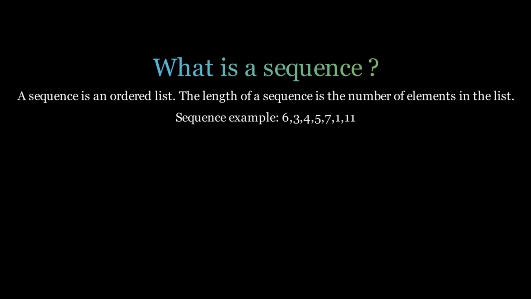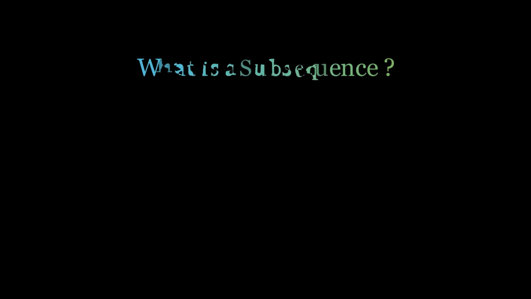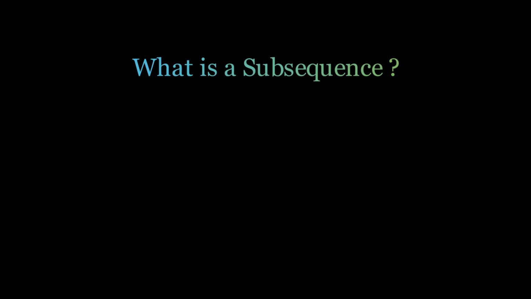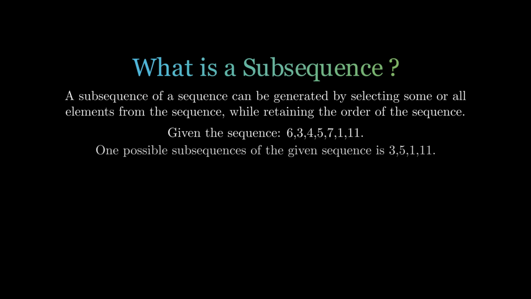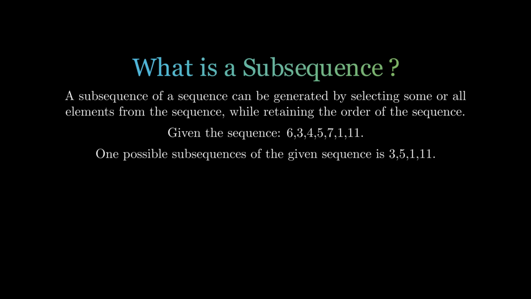For example, 6, 3, 4, 5, 7, 1, 11. What is a subsequence? A subsequence of a sequence can be generated by selecting some or all of the elements from the sequence while retaining the order of the sequence. For example, 3, 5, 1, 11 is a subsequence of the sequence 6, 3, 4, 5, 7, 1, 11.